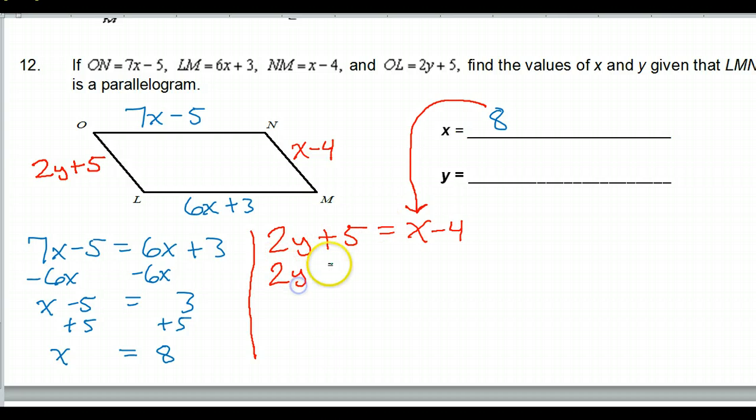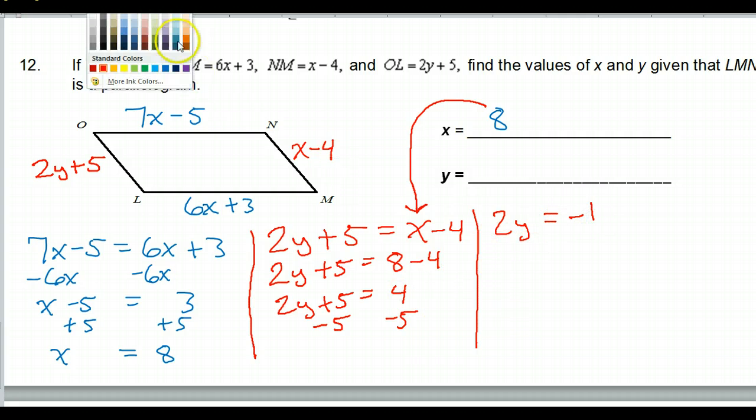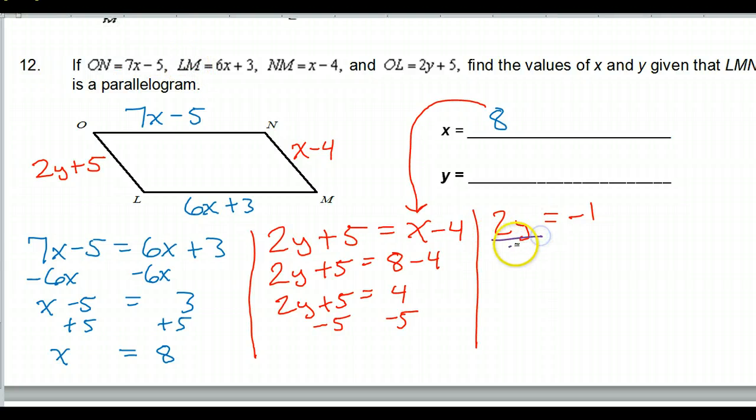So this is going to give me 2y plus 5 is equal to 8 minus 4. So 2y plus 5 is equal to 4. And then I go on like normal. Minus 5, minus 5. So that's going to give me 2y is equal to negative 1. Divide by 2 on both sides. And that gives me y equals negative 1/2.